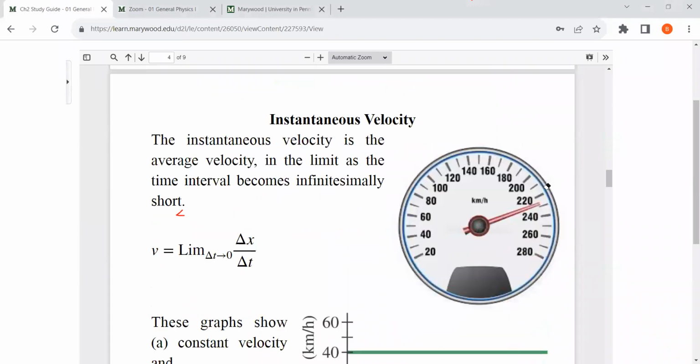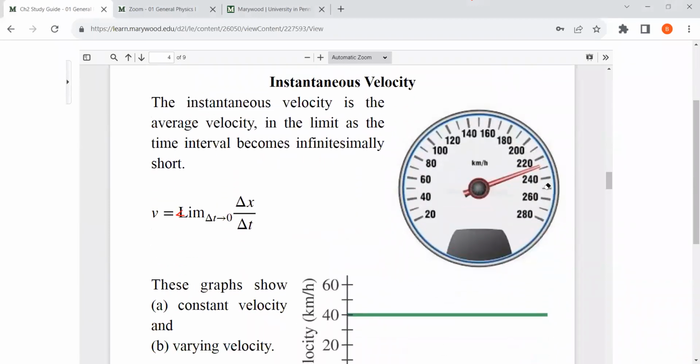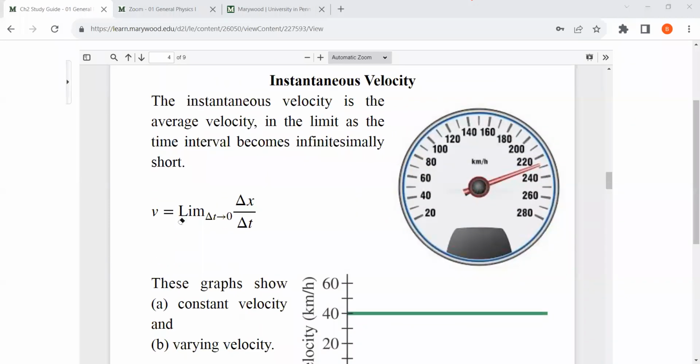All right, so the instantaneous velocity. The next thing is instantaneous velocity. Here I show a car speedometer. When you drive, the car speedometer basically does not show the average velocity. It basically shows the velocity at any particular instant of time.